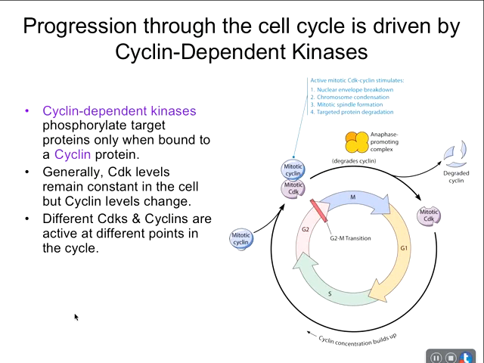Interestingly enough, CDK also phosphorylates and activates the anaphase promoting complex, which will degrade the cyclin. And so CDK phosphorylates proteins needed for mitosis and degradation of the cyclin, so that you have one round of mitosis and no more than that with each round, each time the cell goes through that cell cycle process.